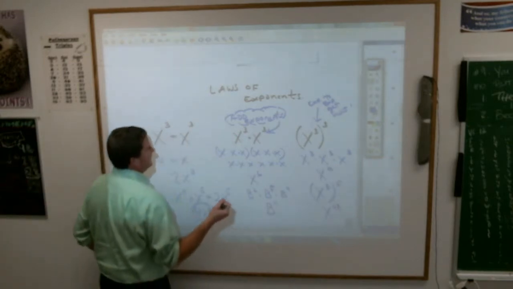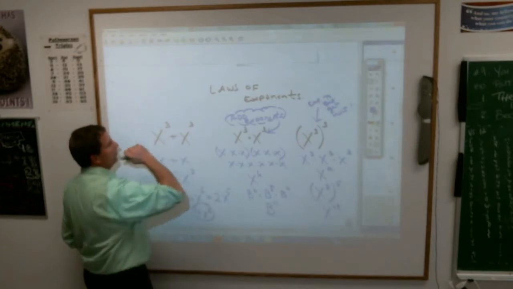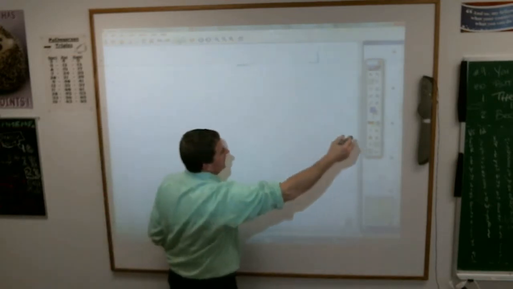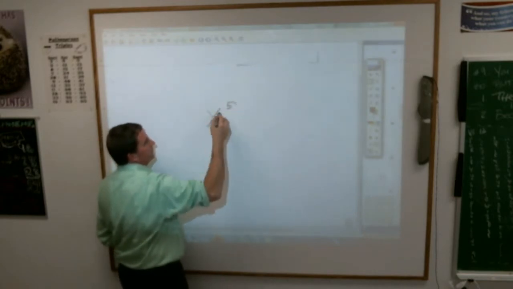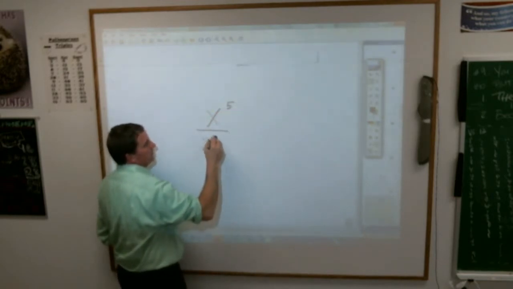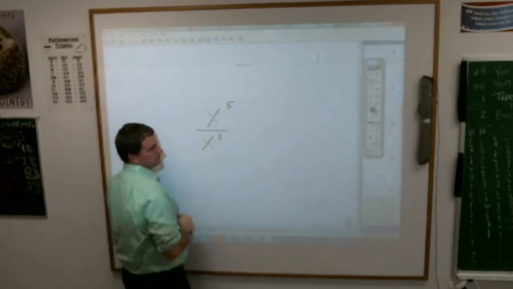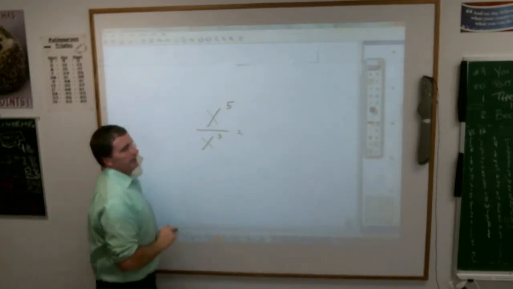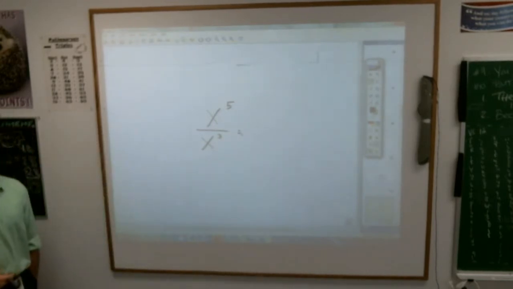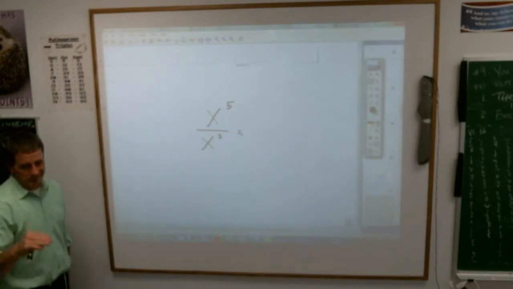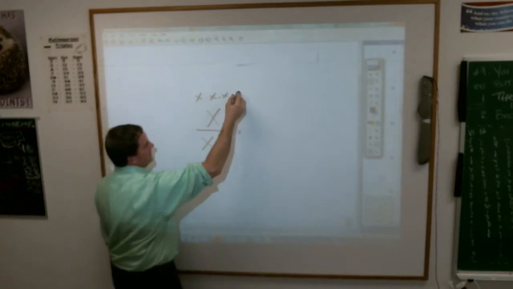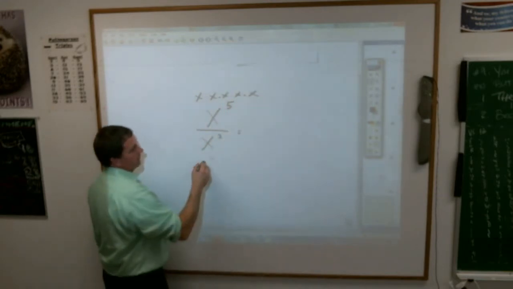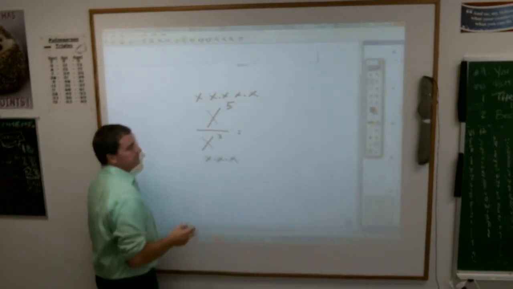And the last one we need to actually look at is this one. What if you have x to the 5th power over x to the 3rd power, which is really division? What do you get? And again, if we write this out, it's a little bit easier. What is x to the 5th power? You've got 5 x's on top over 3 x's on the bottom.